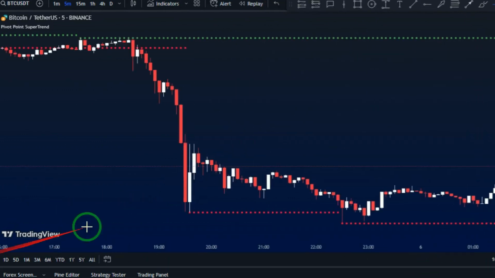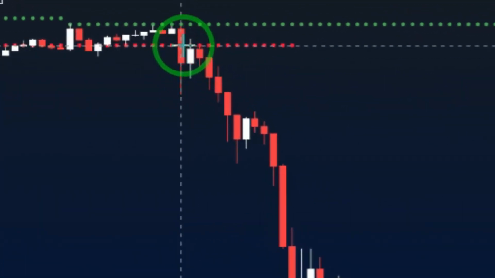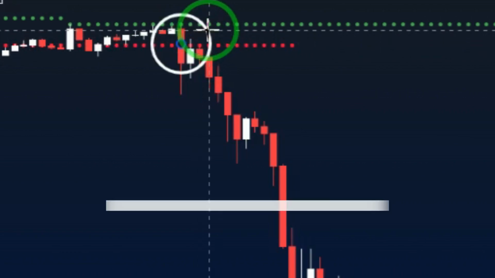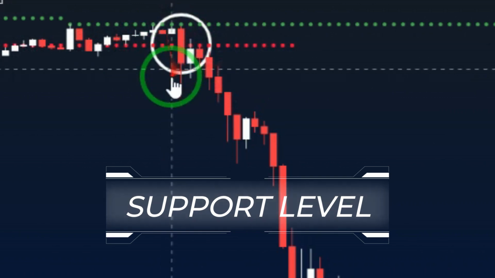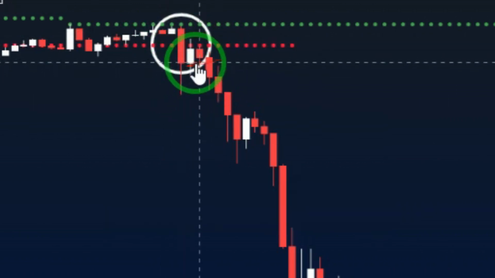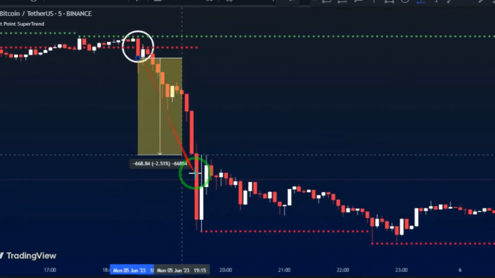For short trades, you look for breakouts below the red dots marked by the indicator. When a candle closes below a red dot, it means a support level has failed and a downtrend may be starting. So these support breakdowns could serve as potential entry points for short trades.